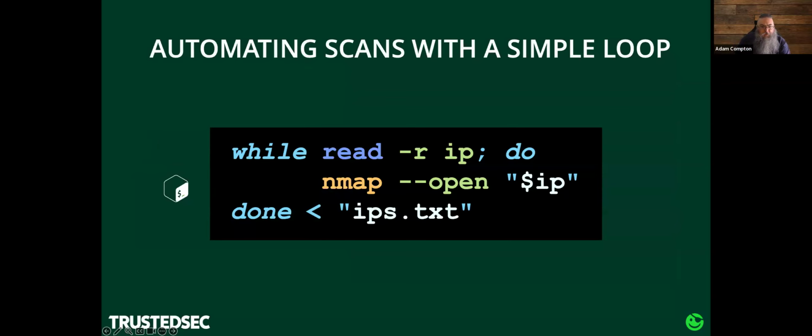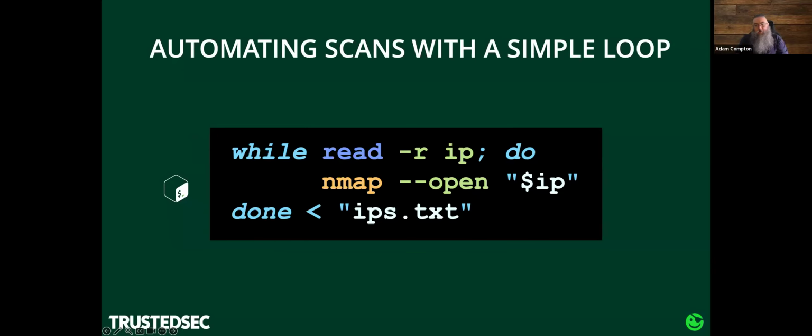A couple examples of this with a simple loop. You can use the while command. While something, do the following. How this actually breaks down is it's while read IPs from the file ips.txt, how it's redirected at the end there, do nmap --open of that IP. So what this is doing is supposedly you have a file of IPs called ips.txt, and this is going to loop over that file and run nmap one IP at a time.